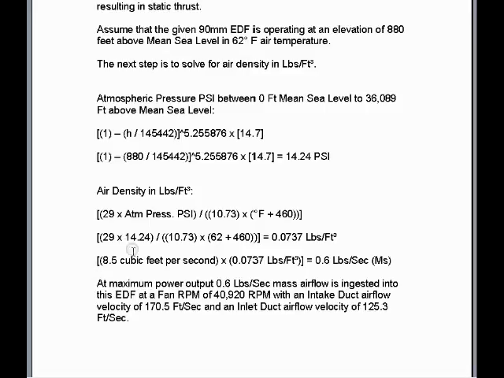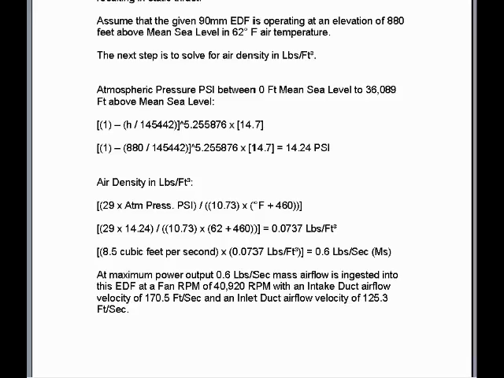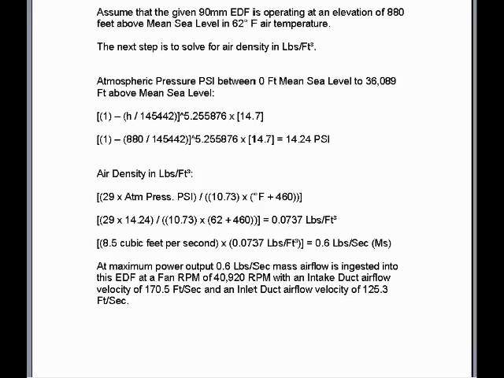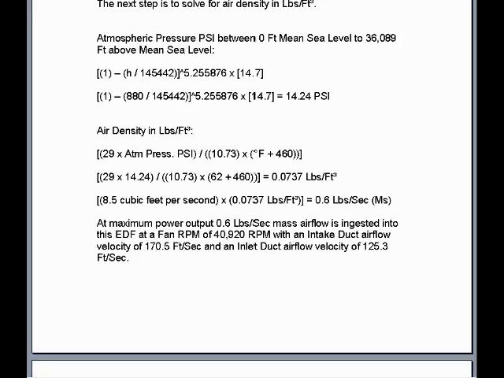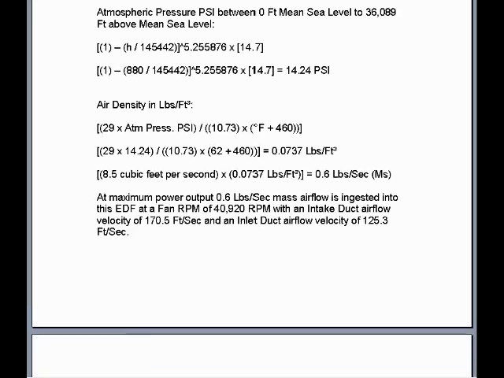So now we know that we have this constant of 8.5 cubic feet per second when at maximum power setting, multiplied times 0.0737 pounds per cubic foot will equal 0.6 pounds per second of mass airflow when at maximum power setting, or 40,920 RPM. So that translates to an inlet duct airflow velocity of 125.3 feet per second and an intake duct airflow velocity of 170.5 feet per second.